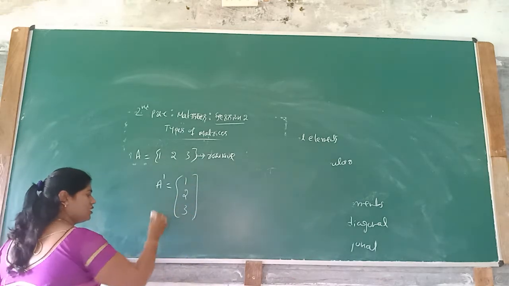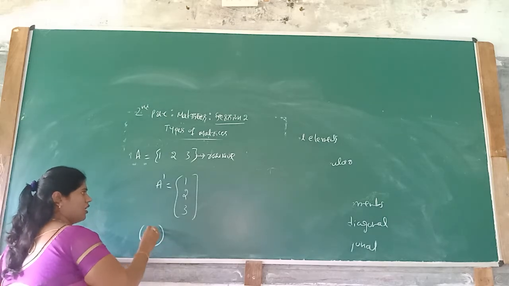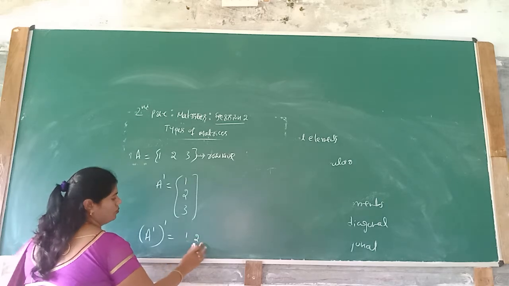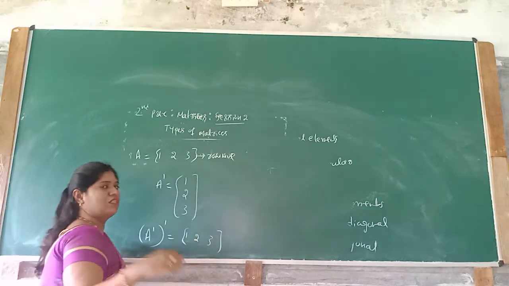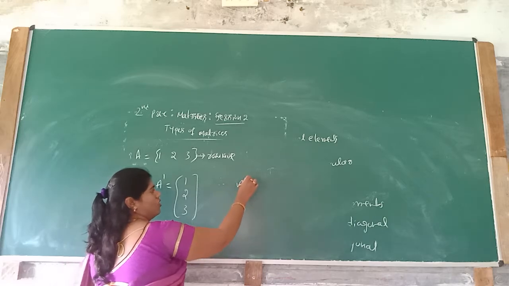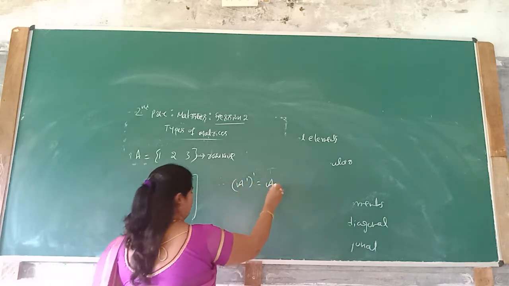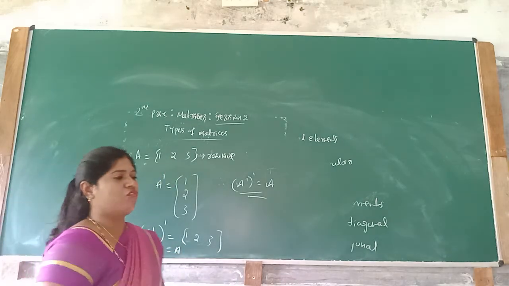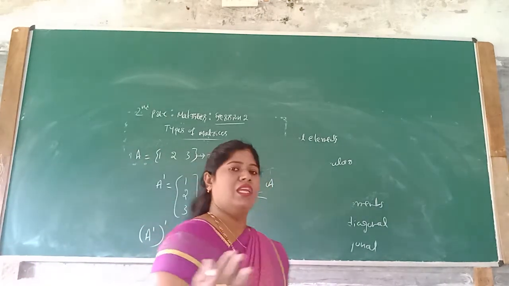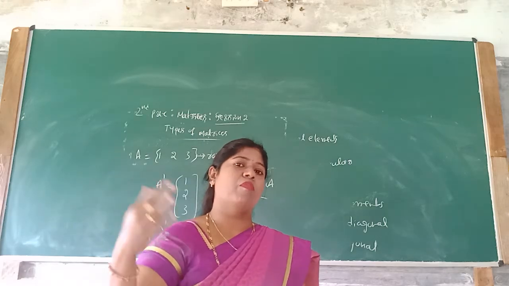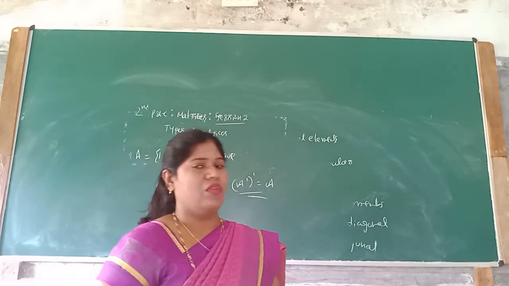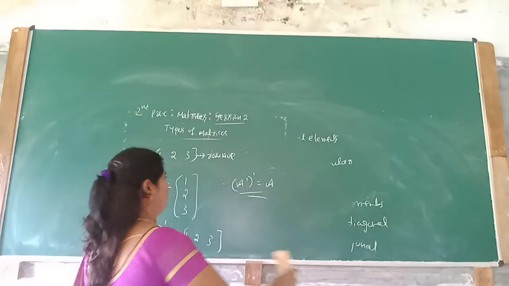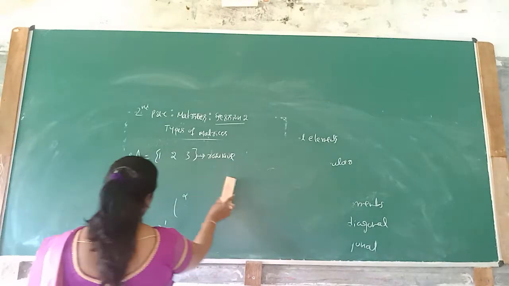If I transpose this A dash again, you will get 1, 2, 3. Therefore, the property says that the complement of the complement of A is equal to A. It is A only, because A is 1, 2, 3. If I transpose the matrix A, it will become A complement. If I transpose the A complement, you will get the matrix A. Okay, for example, next one. So many examples we can give.